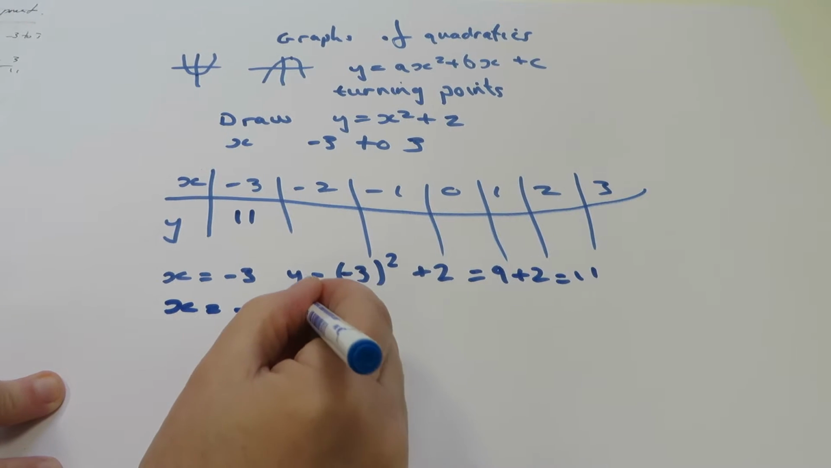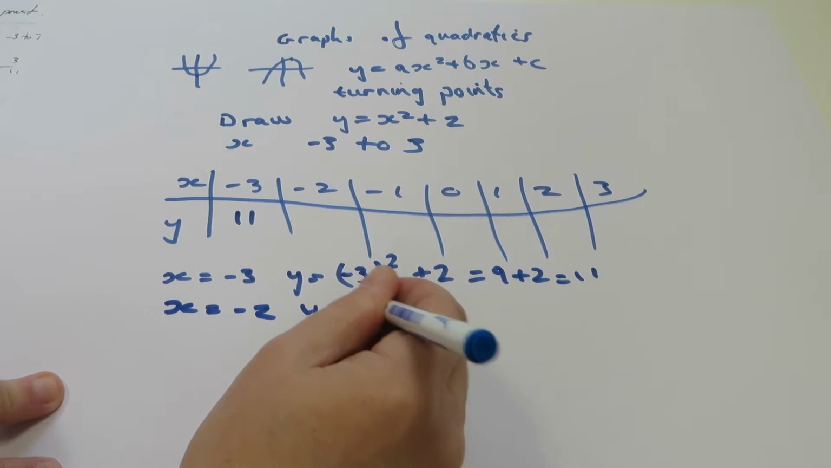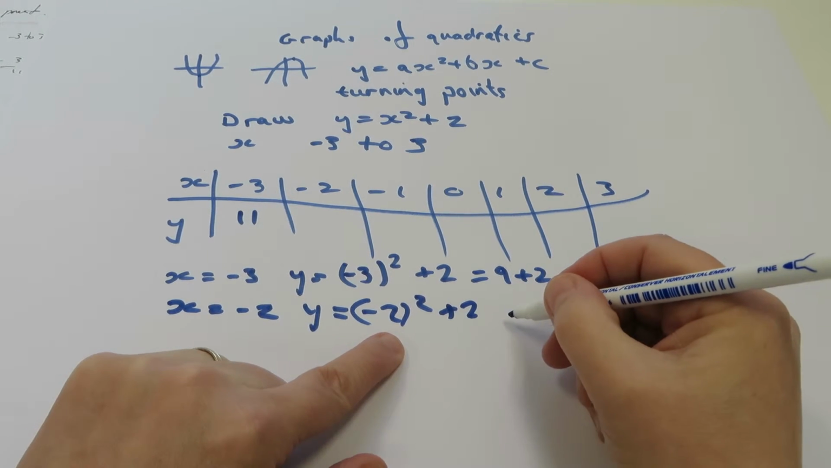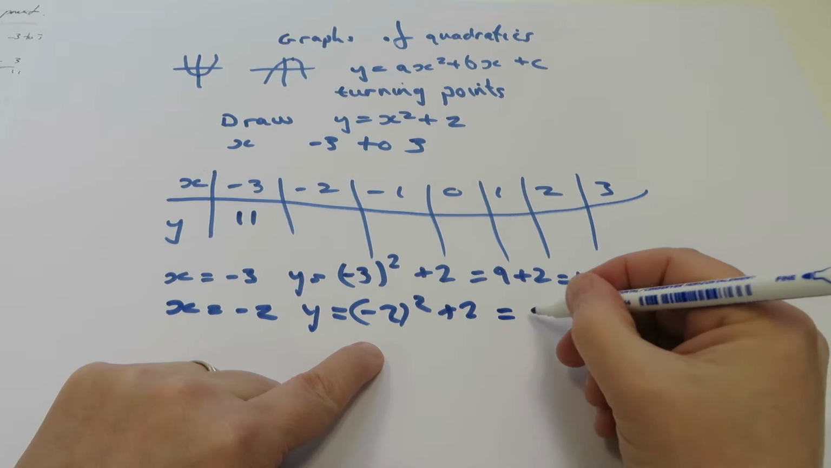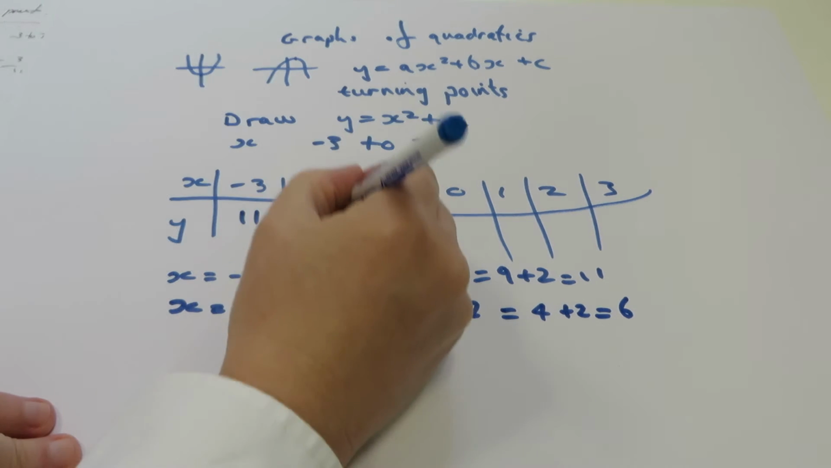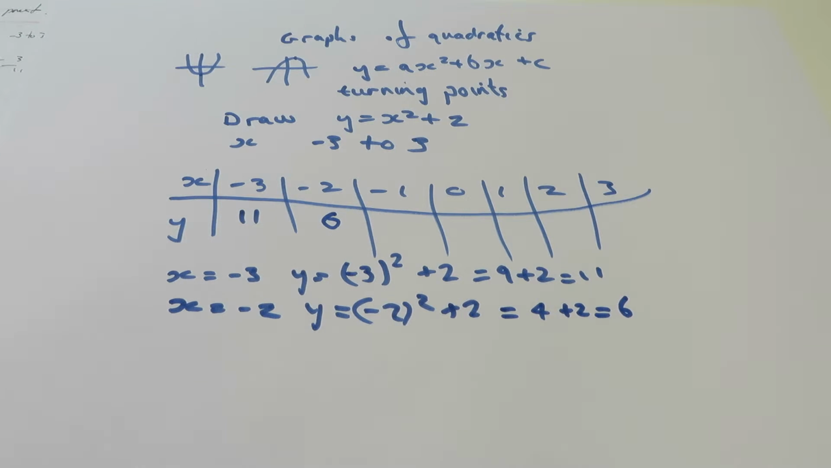Let's have a look at minus 2. y equals minus 2 squared plus 2. 2 times 2 is 4. A minus multiplied by a minus is a positive, so 4 plus 2 is 6. So we write that value in there. You then go on and do the same for all of the others.